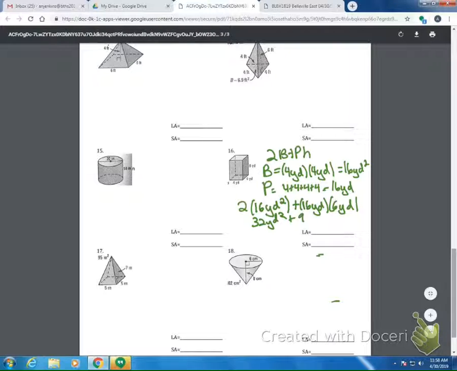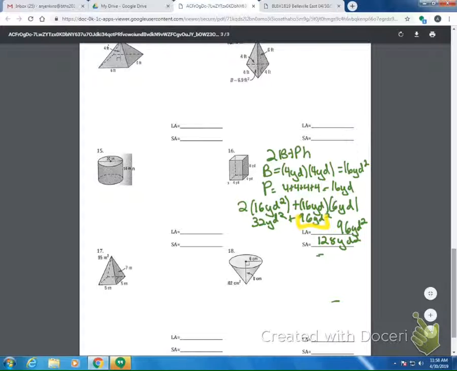96. When you add them together, what do you get? 32 plus 96? You get 128. So your total surface area is 128 yards squared. Which part of that is your lateral surface area? 96. It's the 96. 96 yards squared.